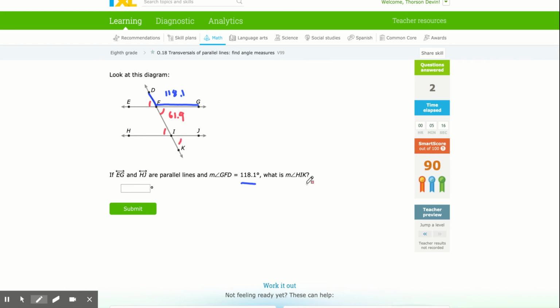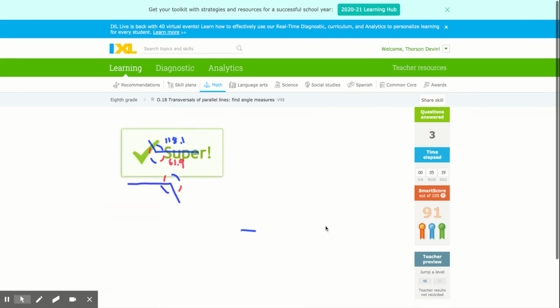Now let's see which angle they're asking for. HIK. HIK looks like that's a large angle. That's this blue angle here, because these blue angles are going to zigzag down. So it's 118 degrees. So far, it's always been the angle they gave us, but it isn't always going to be, so don't always assume it, right?